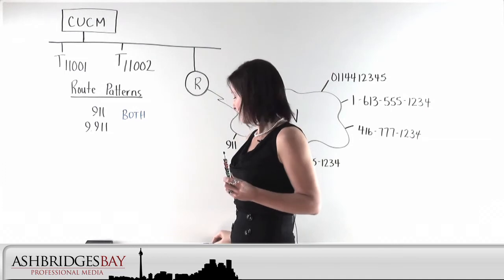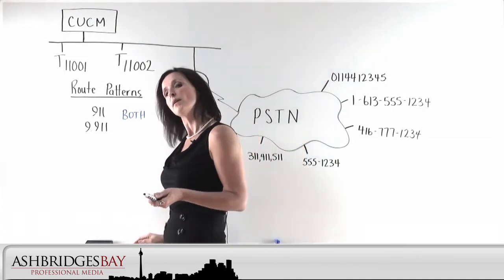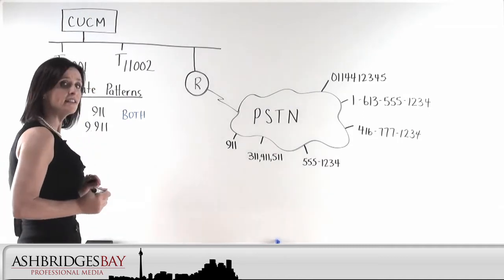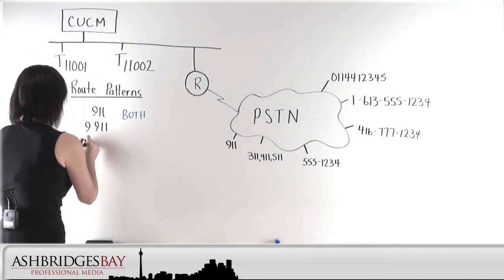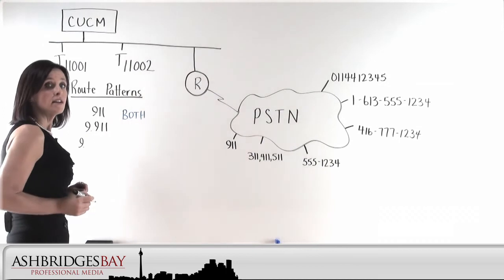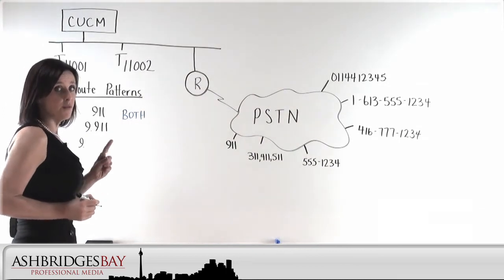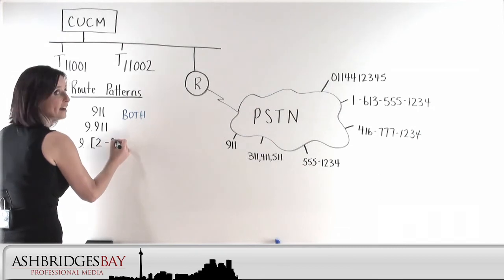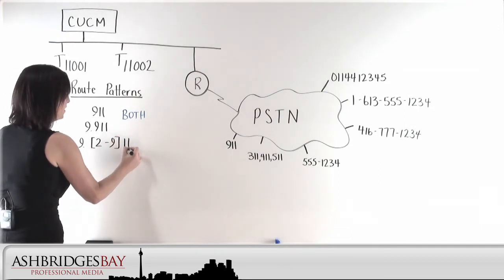Let's have a look at service numbers. We want to be able to dial 311, 411, 511, and so on. So that's an external call. We want to configure the 9 in. Service numbers don't start with a 0 or a 1. They start with 2 through to 9, followed by 1, 1.